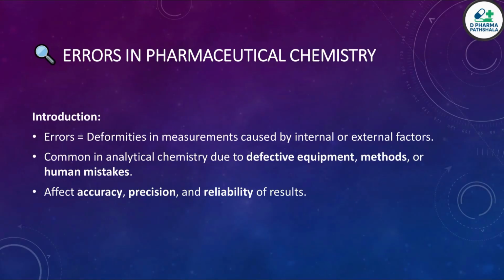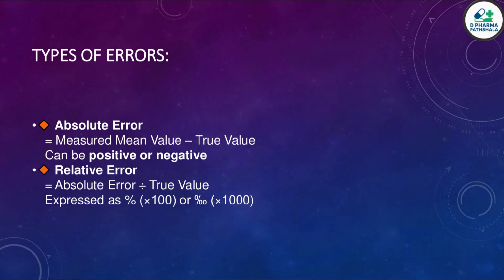Sometimes the result may be close to the true value, accurate, or it may be repeatable but not necessarily correct, precise. Now, errors are divided into two main types. The absolute error is simply the difference between the measured mean value and the true value. It tells us how far off we are.